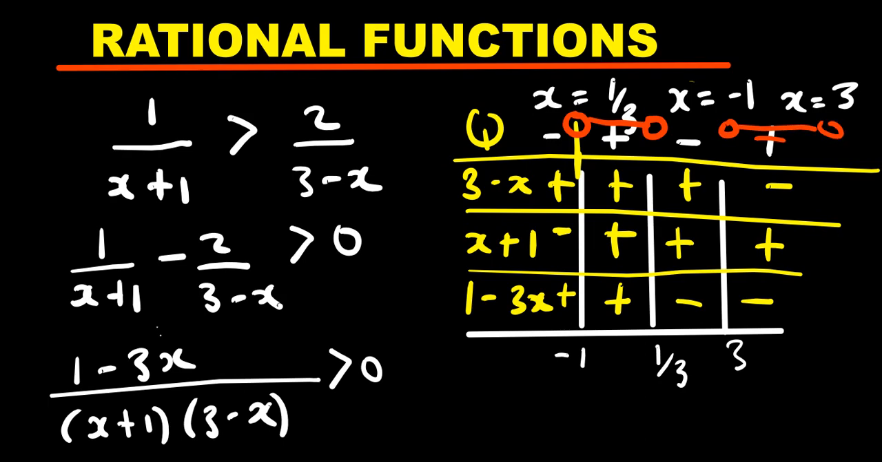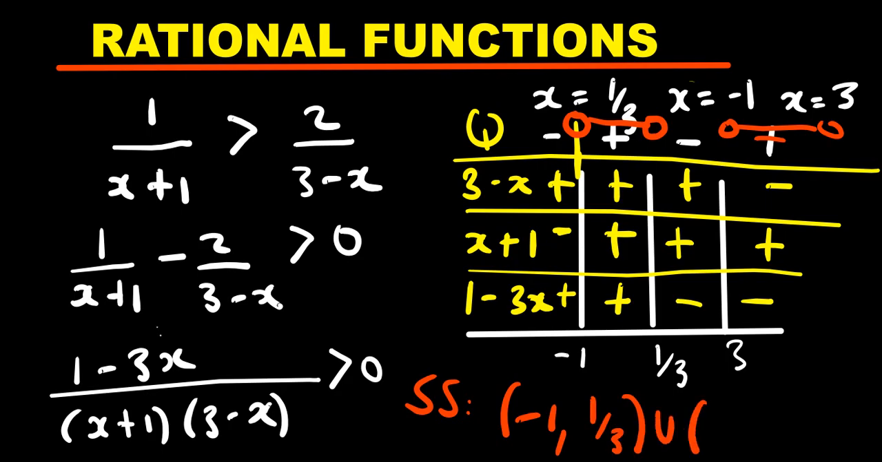So therefore your solution set in this case is going to be all the values from -1, where -1 is not included, and you're going to end at 1/3, where 1/3 is not included. Union, you're getting 3, and you're going all the way to positive infinity like that. So you have to know this one, very, very important.